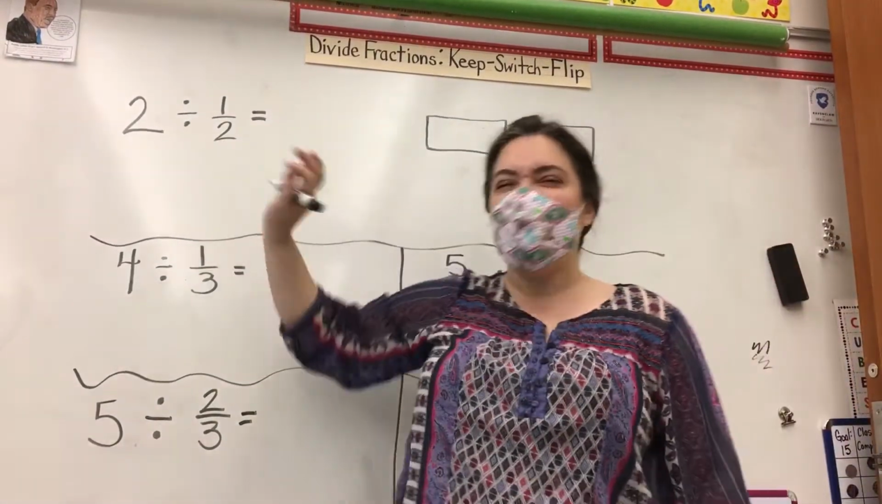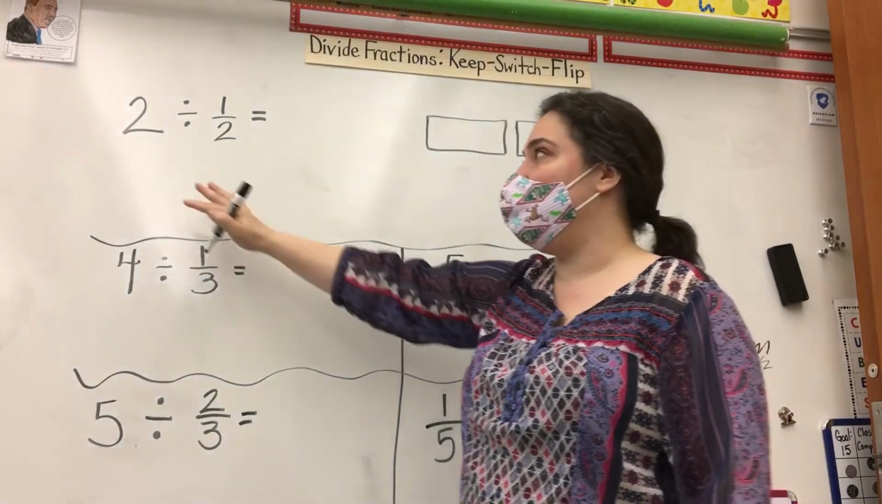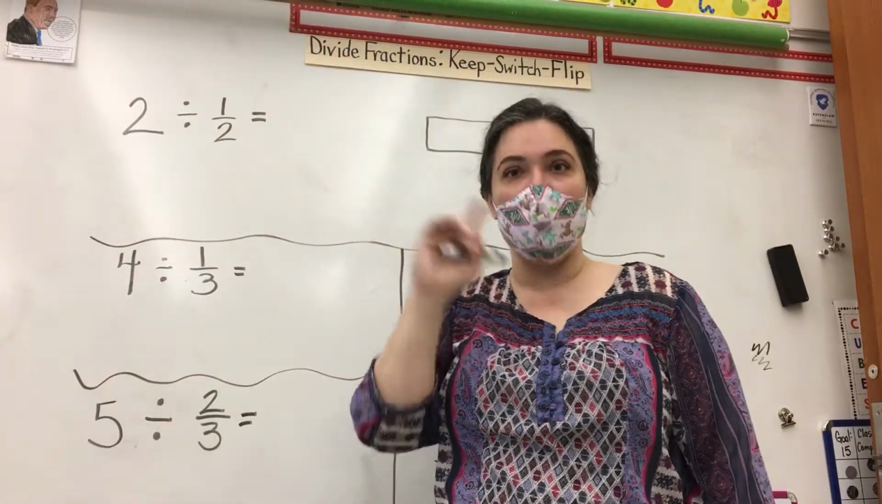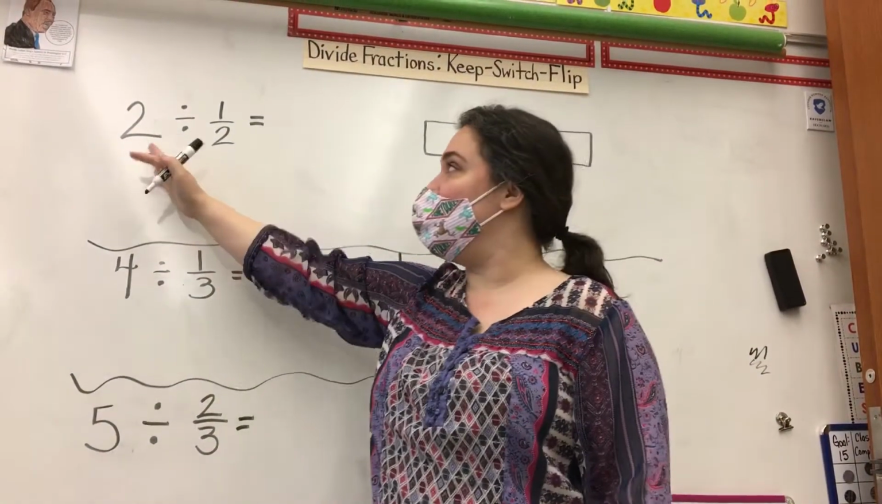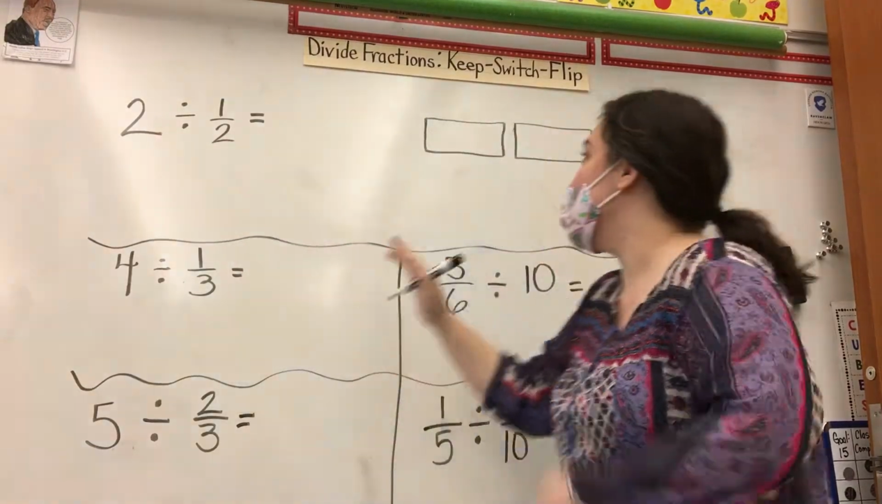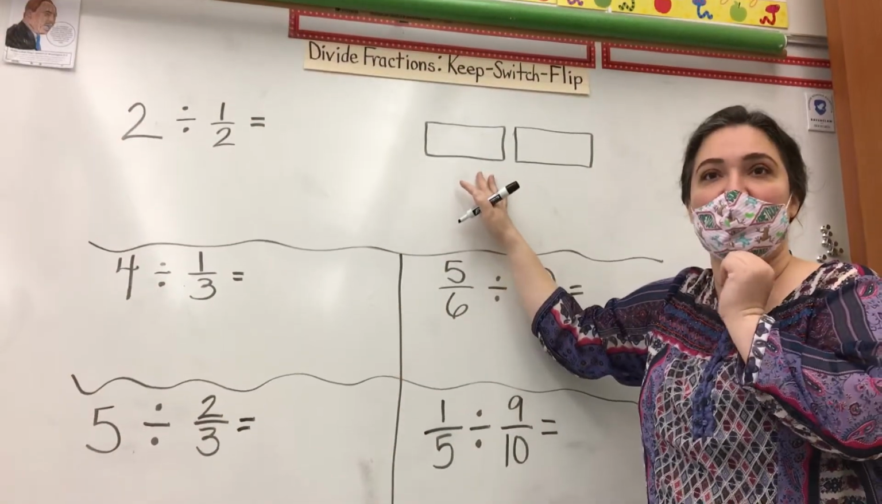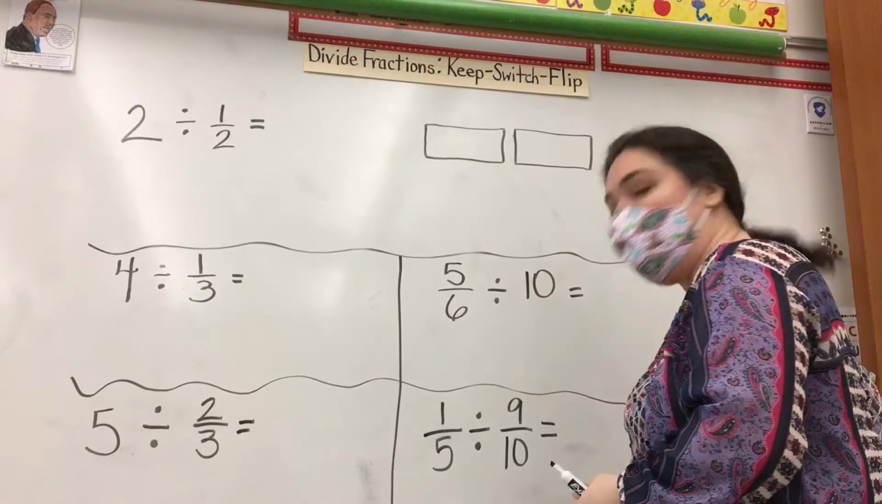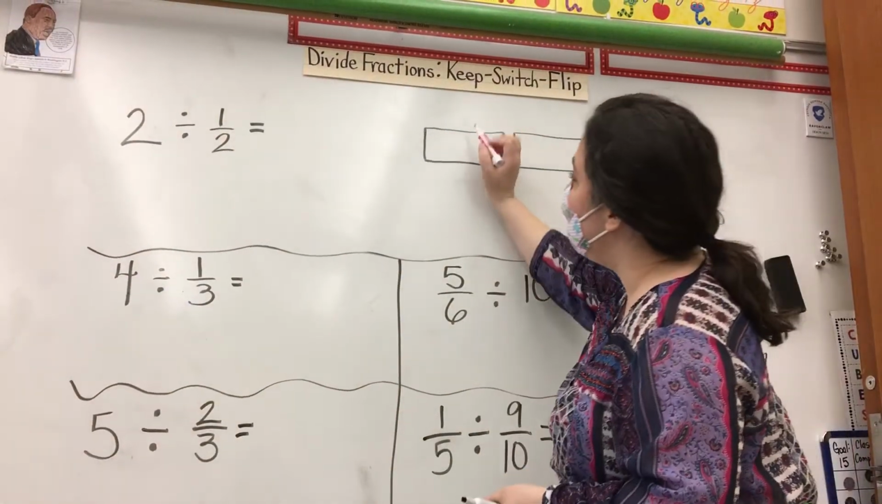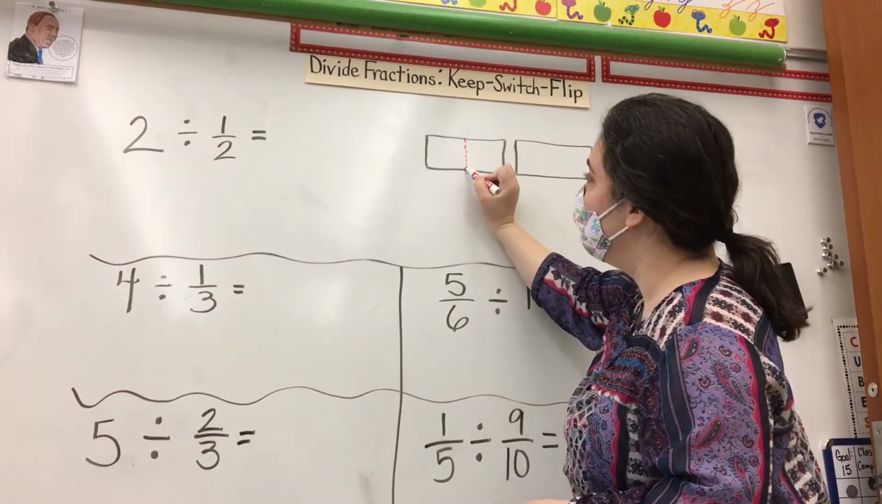Let's take a look at a simple division of fractions problem. We're going to take 2 and we're going to divide it up into halves. 2 divided into halves. So let's take a look at my 2 rectangular bars over here. I want to take these 2 rectangular bars and I'm going to divide them each up into halves.